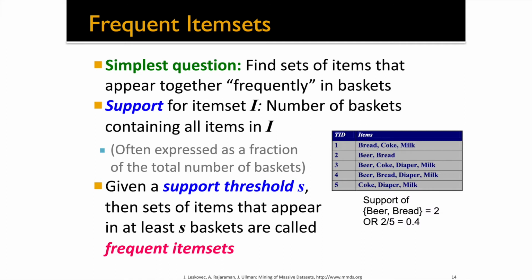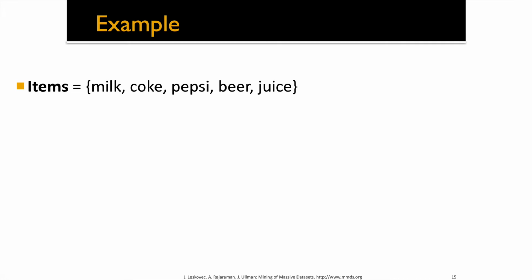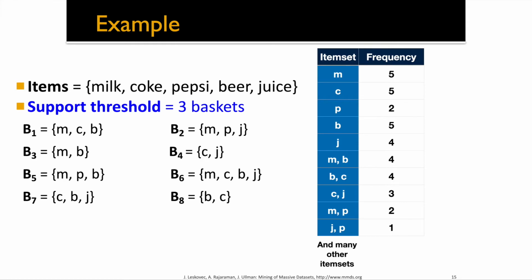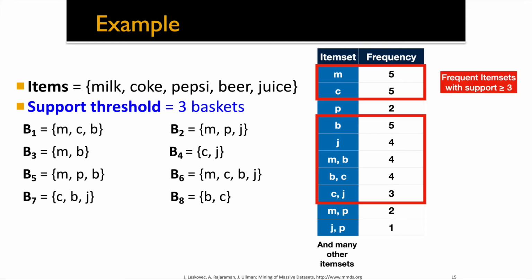As an example, if we have 5 different items, milk, Coca-Cola, Pepsi, beer, and juice, and we want to look for item sets that occur at least 3 times, so our support threshold here is going to be 3 baskets. We have these 8 different baskets here. We have a number of different item sets, and then we can count their frequency. So these individual items, M, C, P, B, and J, we can just count up how frequent those are. And we can look for pairs and triples of other item sets as well, and count their support.